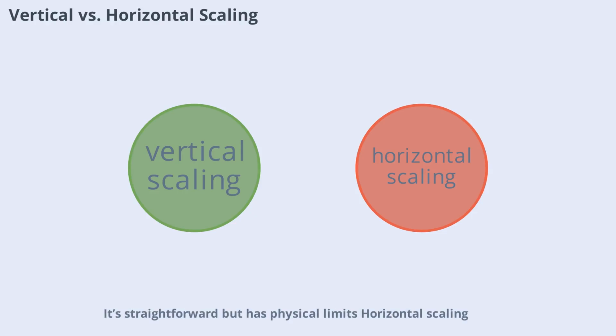Horizontal scaling, on the other hand, involves adding more servers to distribute the load. This approach is more flexible and can handle much larger increases in traffic. Most modern APIs use a combination of both, but horizontal scaling is generally preferred for its resilience and scalability. Let's break down the pros and cons of each method.